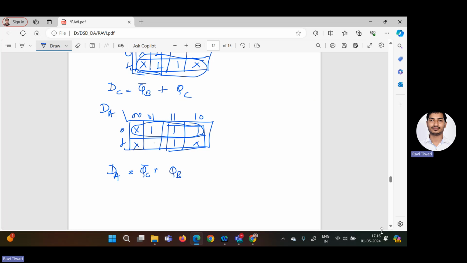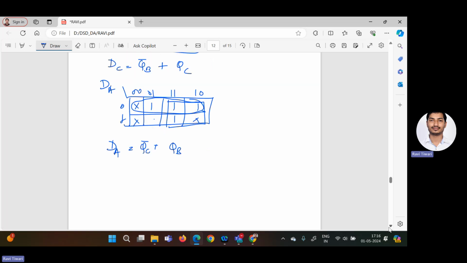Now we already calculated the expressions. I'm writing them here again. So DA is QC bar plus QB. This was DB. So DB will be given as QB bar plus QC. Similarly, we have seen the DC expression, that is QC bar QA. Now we have all the expressions to draw the circuit diagram.